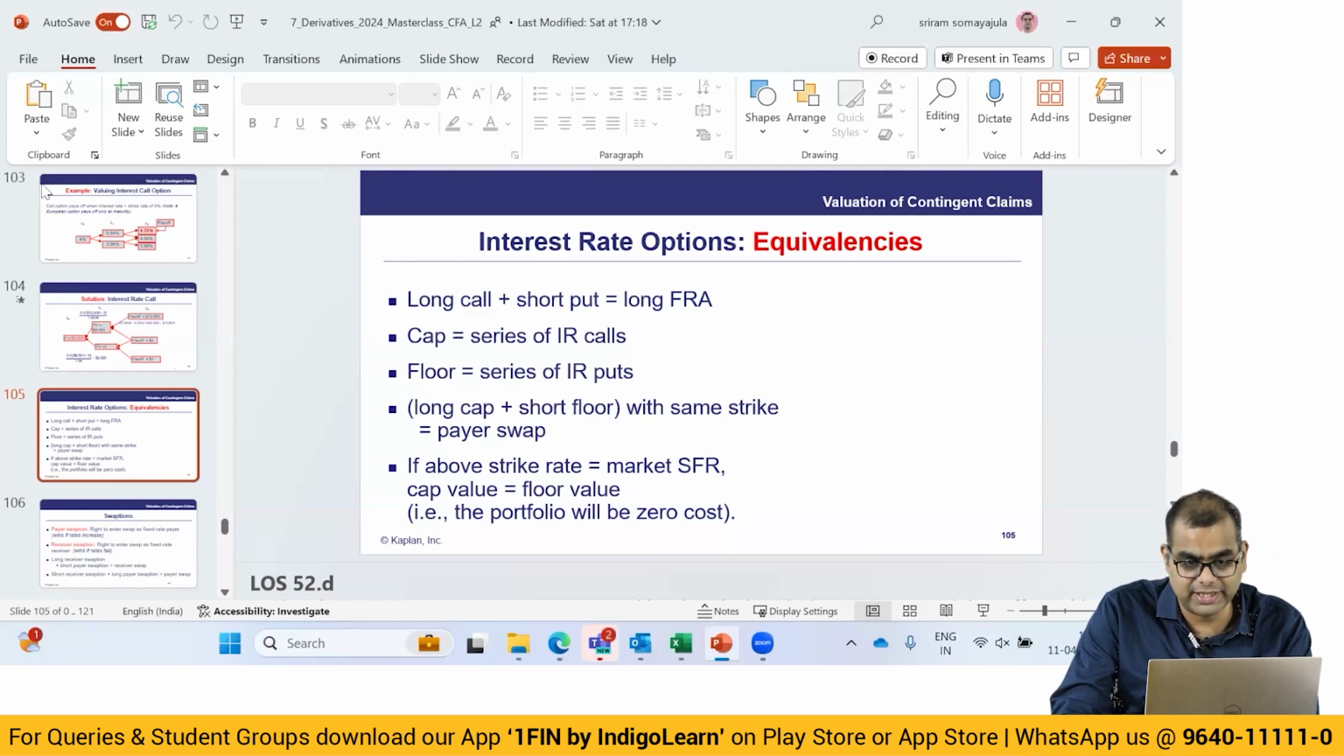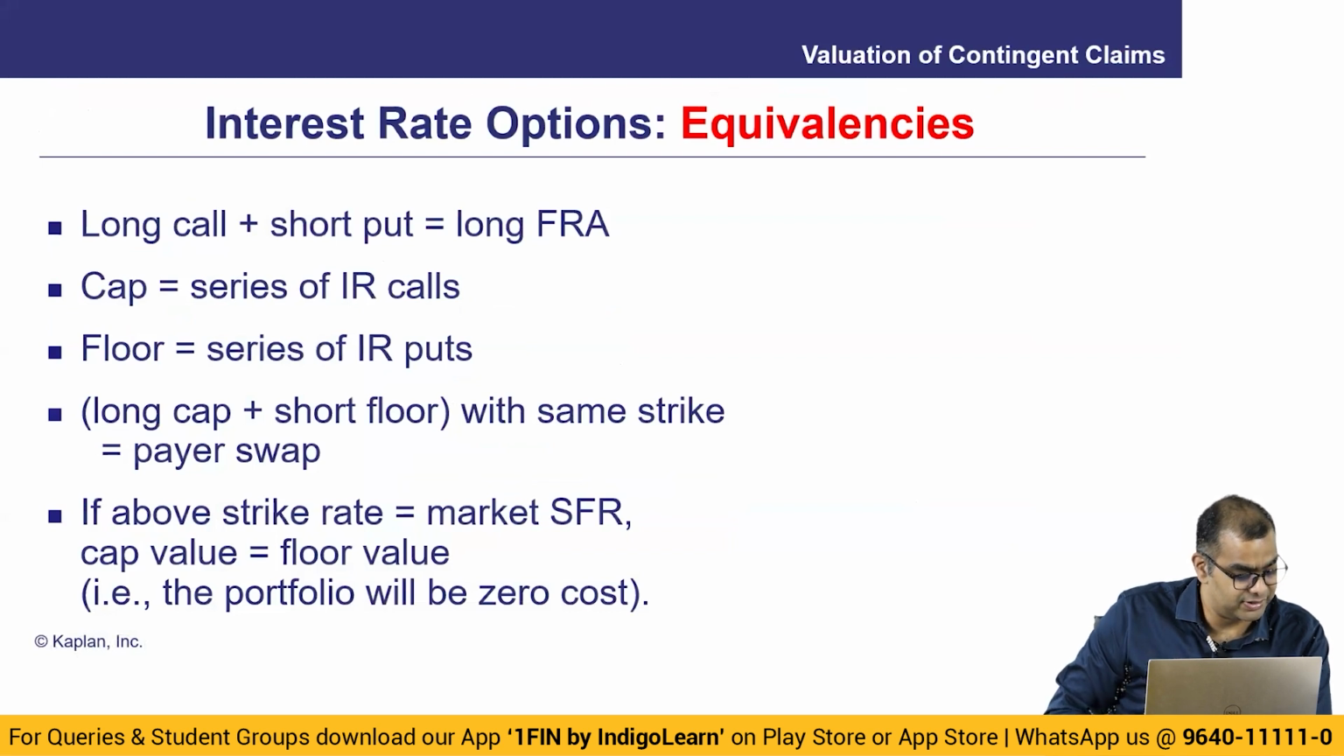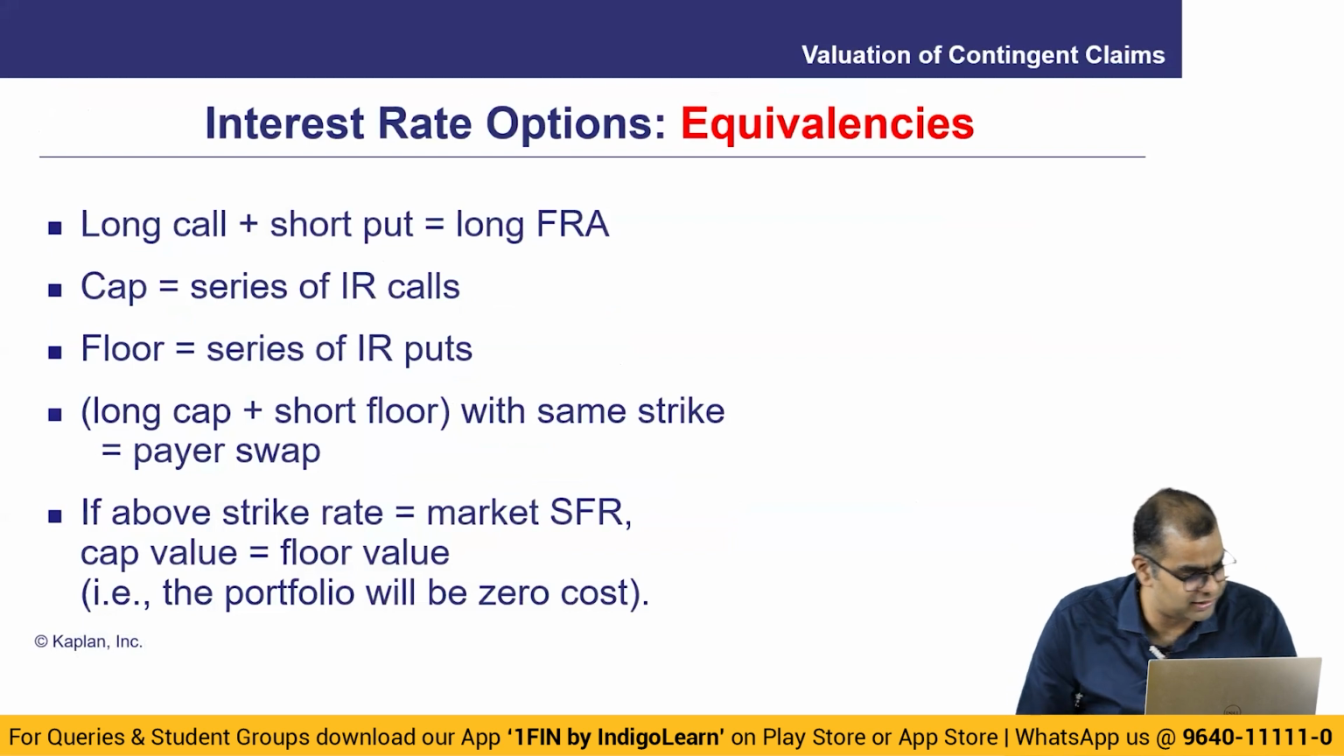What I am showing on screen, they have given it much more beautifully. A long interest rate call and a short interest rate put with exercise rate equal to the current FRA rate can be used to replicate a long FRA. That is the first line item. Equivalencies in interest rate derivatives. Second one, if the exercise rate is the current FRA rate, a short interest rate call and a long interest rate put replicate a short FRA. Whatever can be done for a long FRA, you do the opposite, it will become a short FRA.